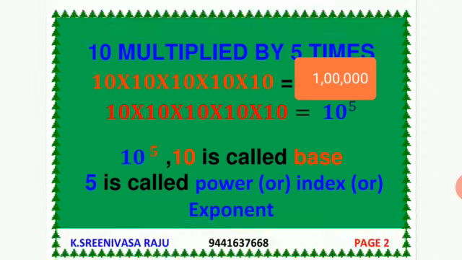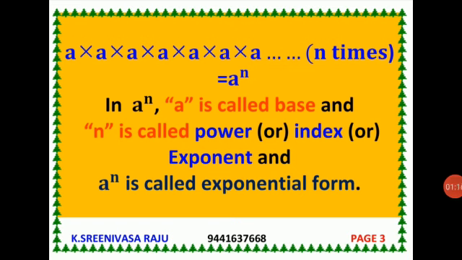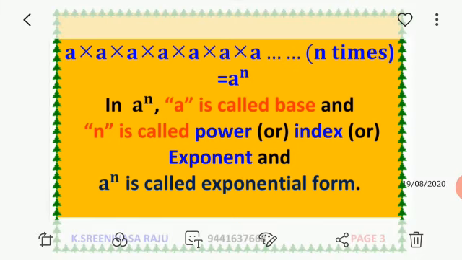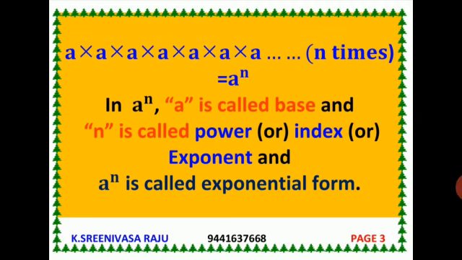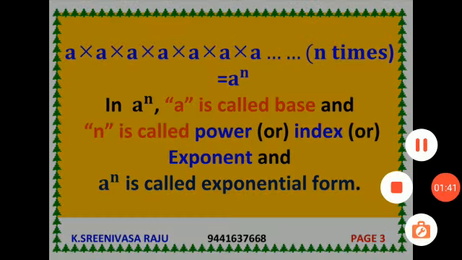So a into a into a into a into a into a up to n times can be written as a to the power of n. In a to the power of n, a is called the base and n is called the power or index or exponent, and a to the power of n is called the exponential form.